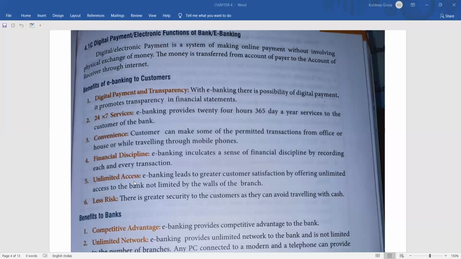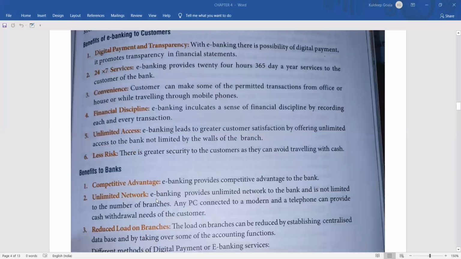unlimited access. E-banking is providing unlimited access to the customers. Customers are highly satisfied. If you go to the bank or the ATM, there are limitations on the transaction. But if you do the transactions over the internet, there is no limit. Then less risky. If you use a secured way of payment, online transactions are secure. It is less risky, but risk is there, right?